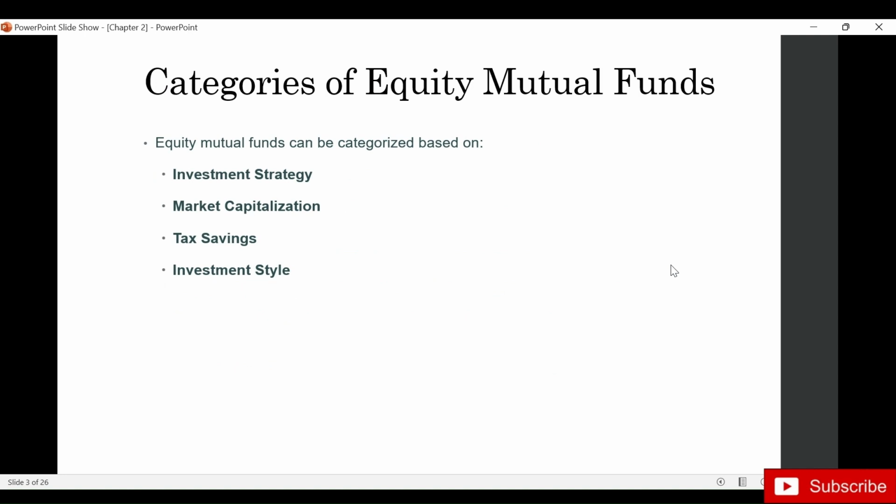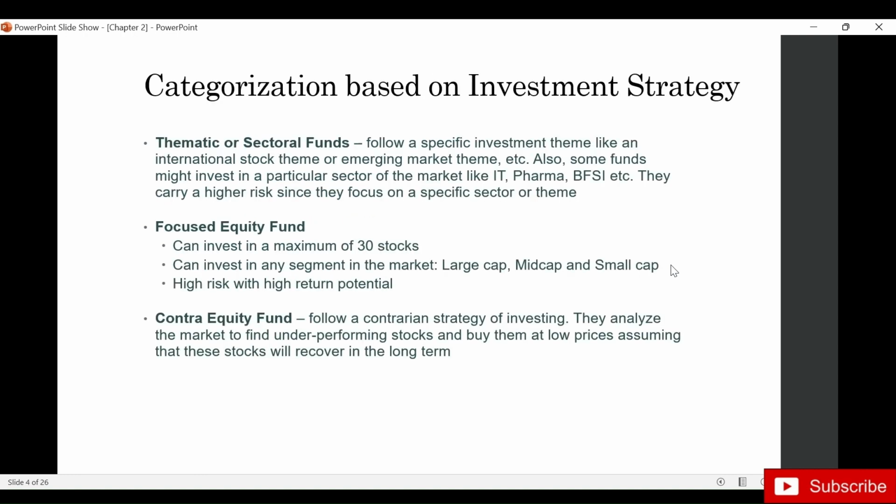Now we move on to the next slide and talk about the different categories of equity mutual funds. Equity mutual funds can be categorized based on the following parameters. The first one is investment strategy, the second one is market capitalization, the third one is tax savings, and the fourth one is investment style. So, let us now discuss the categorization based on investment strategy.